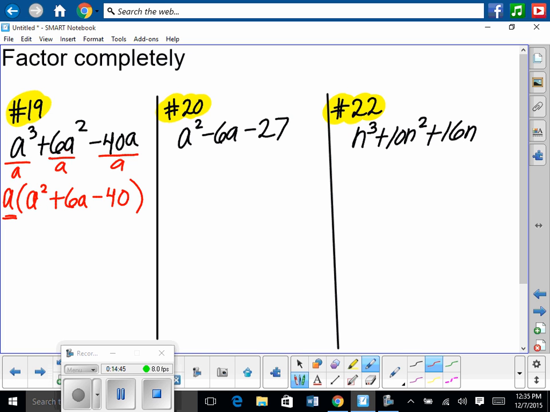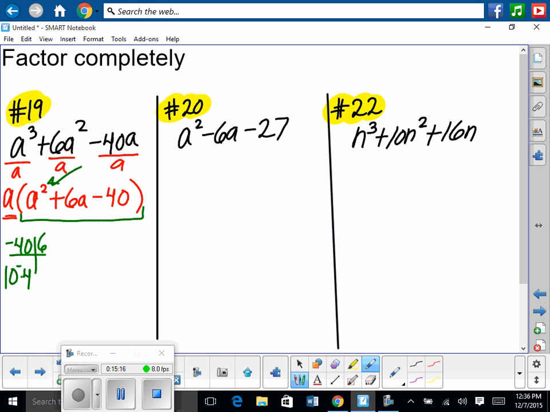Now from there, you'll check your inside. Could I factor it further? And it's quadratic because it's degree 2, and we know how to factor quadratics. So we're doing what multiplies to be a times c, which is negative 40, and adds up to be 6. So we're going to think of factors of 40. So that'd be 10 times 4. And those could add up to be 6. But it needs to be positive 6. So we're doing 10 times 4. It needs to add up to be positive 6, so it's going to be a negative with the 4.